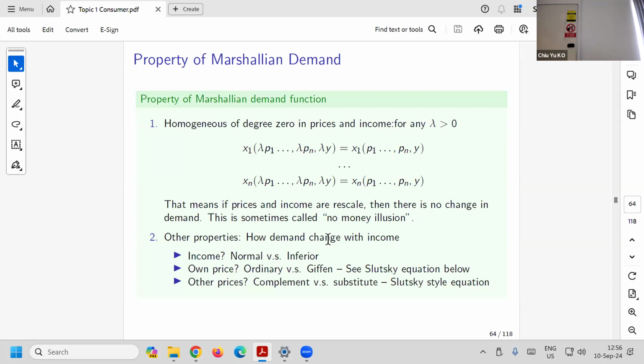The first one is very simple. It's called homogeneous of degree zero, which means that if you double your income and double your prices, everything will be the same. There's no scale effect here. It's very simple because it comes directly from the budget constraint, right? Your budget constraint is P dot X less than or equal to Y. If you double prices and double Y, it's the same constraint.